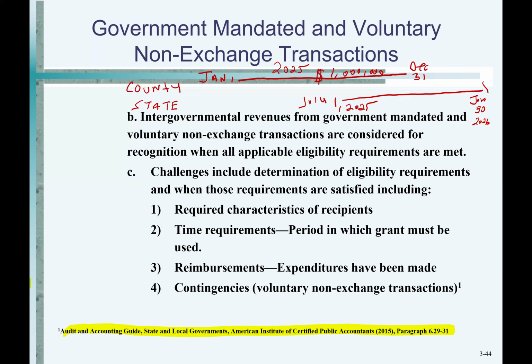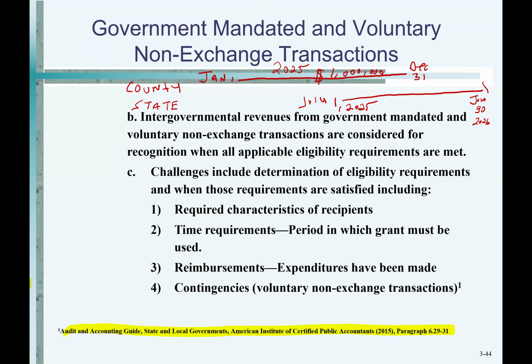That would be your instinct, but as a practical matter, they would take the whole million as revenue in 2025, because they got the money and they had met eligibility and time. They just simply had to spend it within the state's fiscal year.